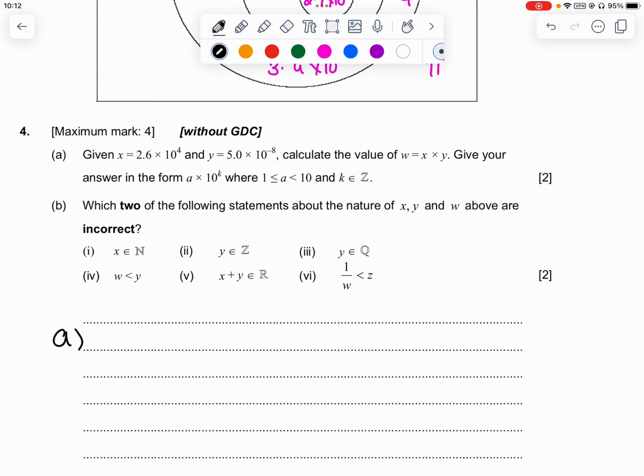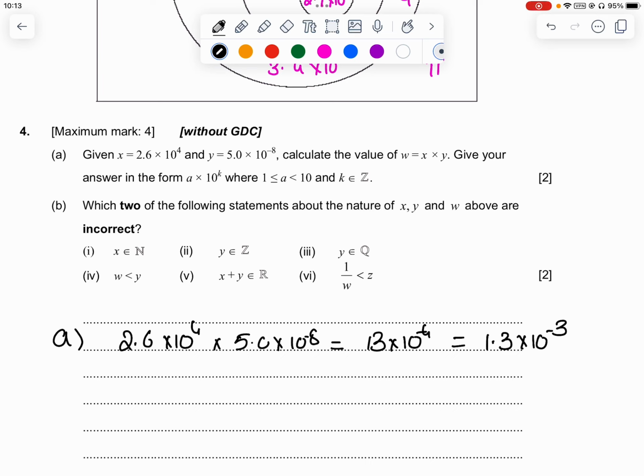So w equals x times y. So 2.6 times 10 power 4 times 5.0 times 10 power negative 8, which is 13 times 10 power negative 4, which is going to be 1.3 times 10 power negative 3. Which of the two following statements about the nature of x, y, and w above are correct? X belongs to natural number. X is not a natural number because it is a decimal.